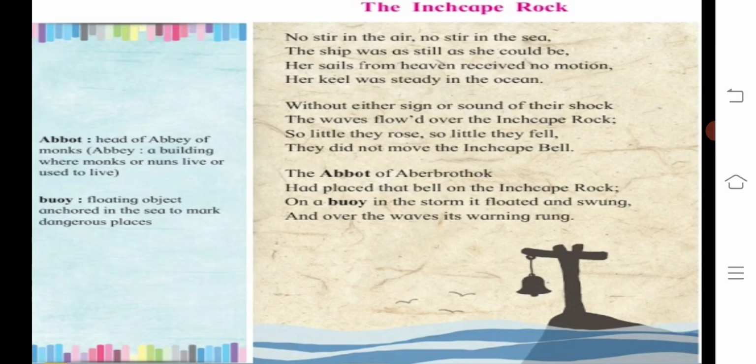If there is a stormy night, a stormy atmosphere, obviously it started to ring, and because of that all the ships were getting the guidelines that it is Inchcape Rock and they must not go over there because that is a rocky area. Before that, Inchcape Rock had a bell that was installed by Aberbrothok.